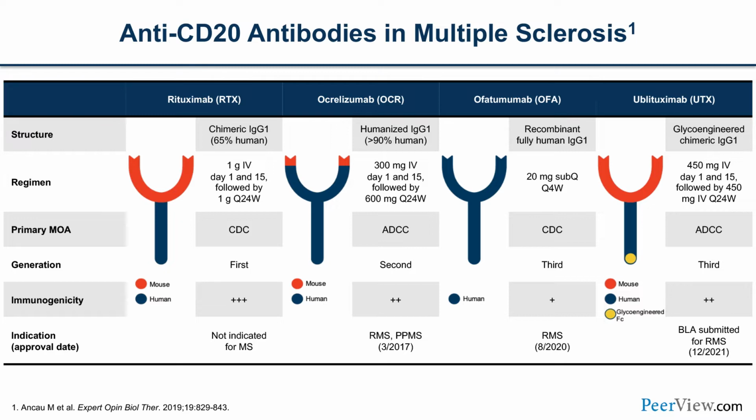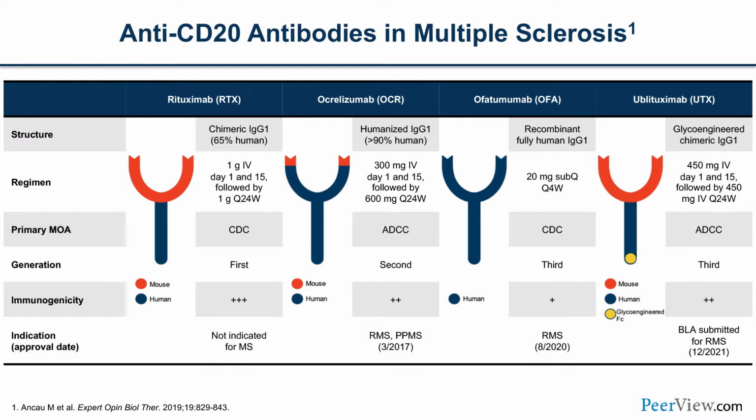Ocrelizumab was the product that was moved forward into development and was the first anti-CD20 monoclonal antibody to be approved in multiple sclerosis. And this is a humanized antibody and has less murine protein. And then more recently, another antibody, anti-CD20 Ofatumumab, is a fully human monoclonal antibody, and this also received FDA approval for treatment of relapsing MS.